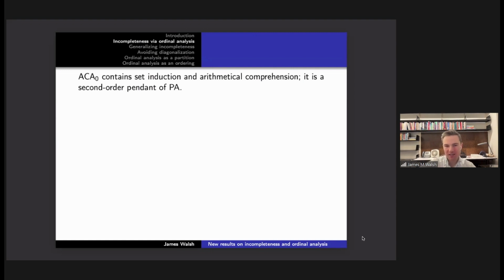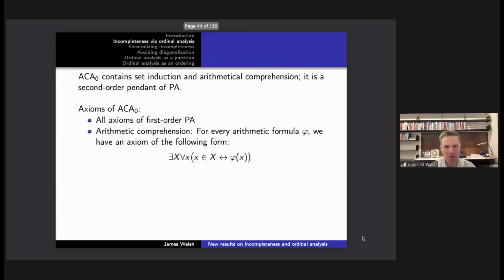And so I've mentioned ACA 0. What is it? People usually think of it as a second order pendant of Peano arithmetic. It's like a second order version of Peano arithmetic. It extends Peano arithmetic with set induction and arithmetic comprehension. So the axioms of ACA 0, we can just throw in all the axioms of first order PA if we'd like. People usually start with less, but we can just throw all of those in.